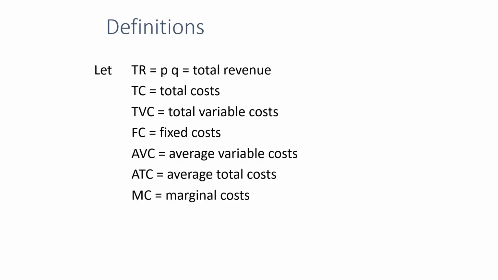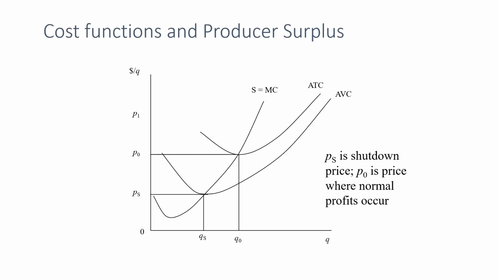First, we provide some definitions. Total revenue is defined as price times quantity. Total costs are denoted TC. Variable costs, total variable costs, TVC. Fixed costs, they don't change. Average variable costs, average total costs, and marginal costs.